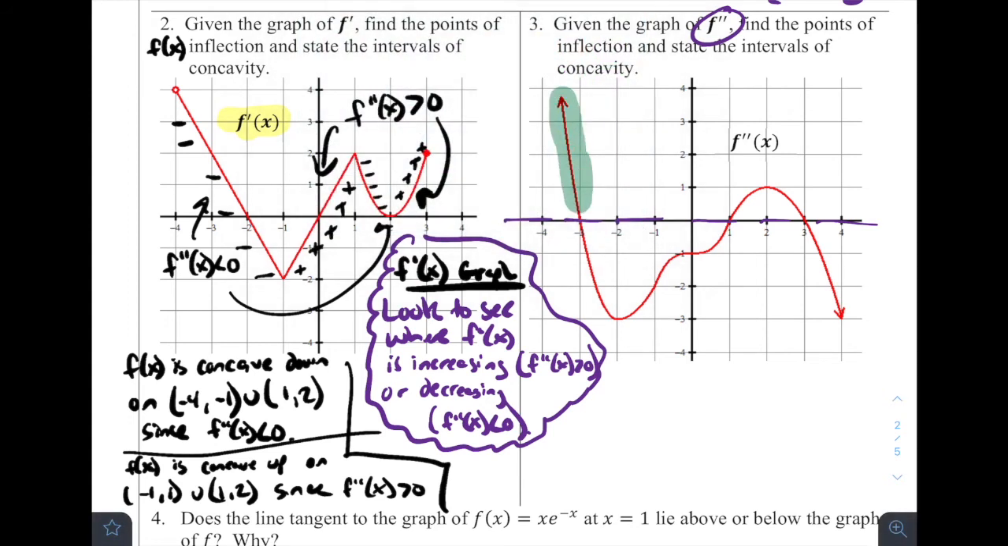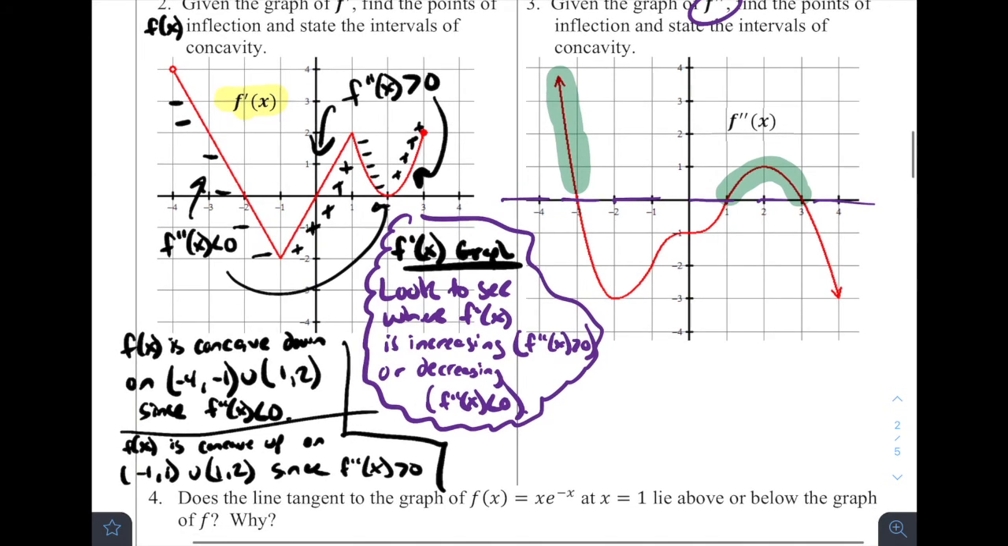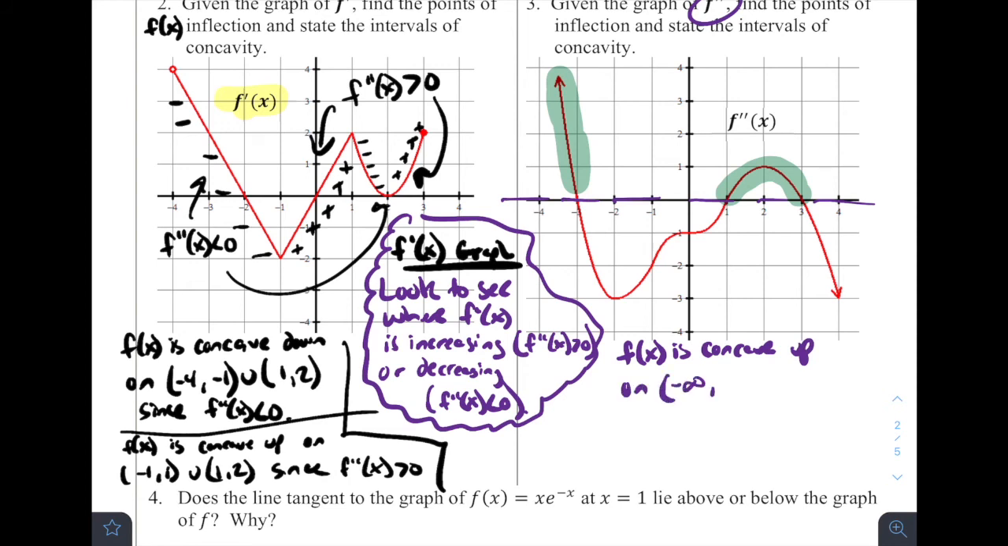Here, the output is above the x-axis and above the x-axis. That means if the output of the second derivative is positive, we know on those intervals that f of x would have to be concave up. So f of x is concave up on the intervals from, looks like, -infinity to -3, and from x equals 1 to 3 here, since the output of f double prime of x is positive.